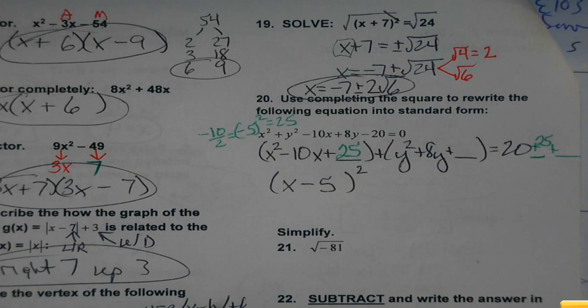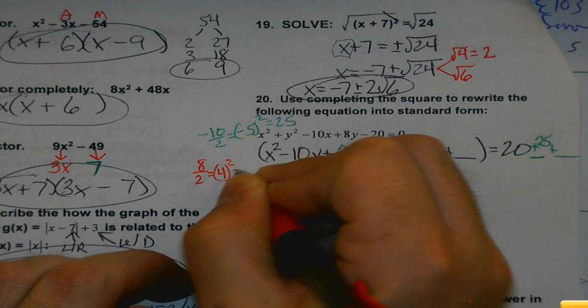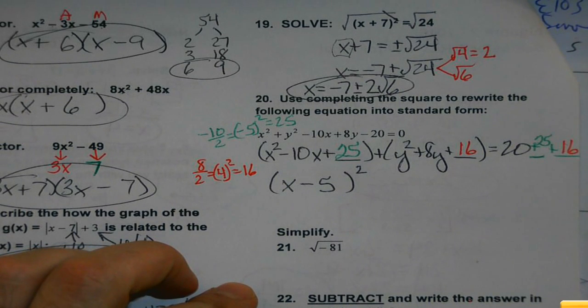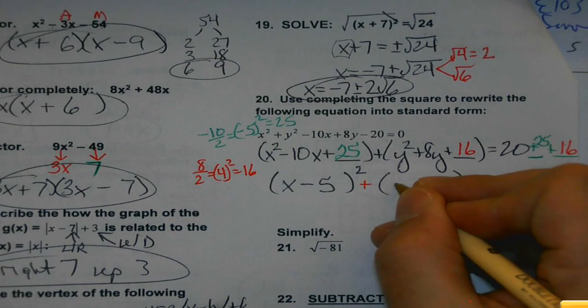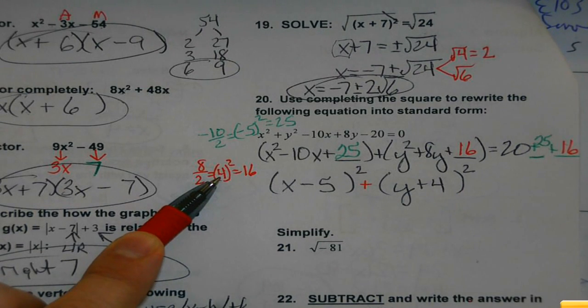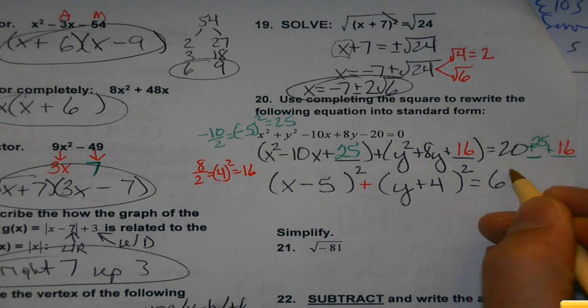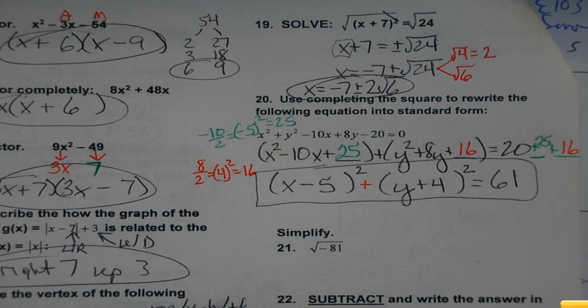Y, same thing. Take my b value, divide it by 2, and square it. And just like I did with my x's, I can get my binomial square by taking the sign along with the value with my y. And then I just add these up on the other side. Okay, there's my standard form. And that, ladies and gentlemen, wraps up the first half of our review for the multiple choice final.